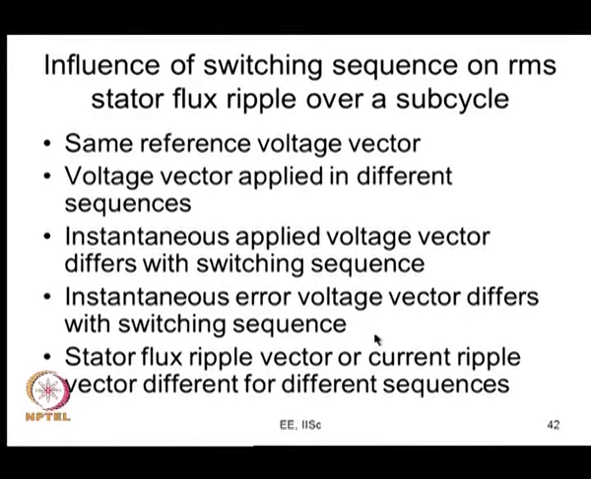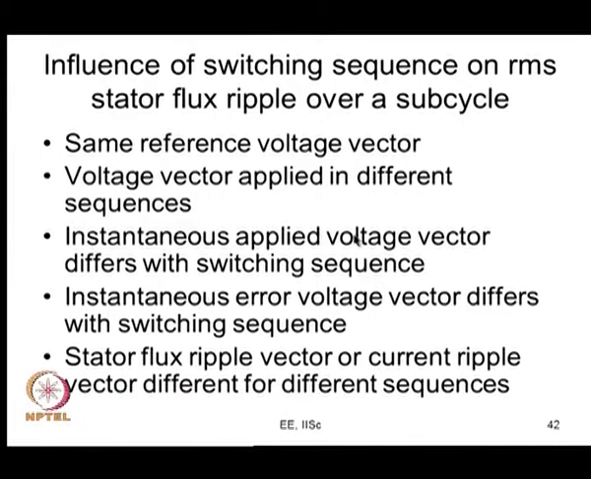It is, after all, a representative of the various harmonics. So, the harmonics see the motor as its leakage inductance. So, you can simply integrate this error voltage vector to get a measure of the current ripple, and that is what you call the stator flux ripple vector, which is actually a measure of current ripple. So, the stator flux ripple vector or the current ripple vector is actually different for different sequences, because the instantaneous error voltage vector is different.